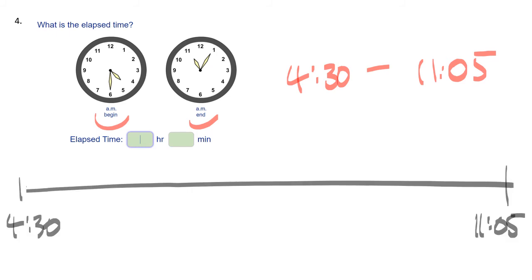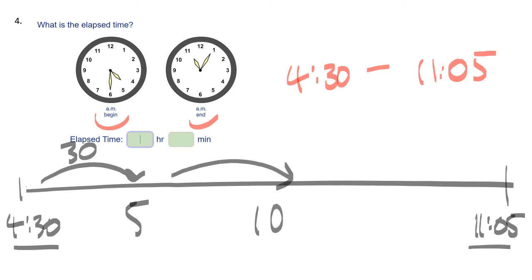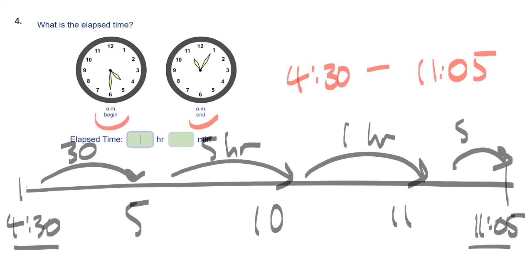Here's what you should have done. You should have drawn up a timeline and started to make your way from 4:30 all the way to 11:05. So let's go. Let's take it easy because I'm not super smart. Let's go from 4:30 just to 5, which is going to be 30 minutes, isn't it? Let's go from 5 all the way to 10, which is going to be actually 5 hours. Okay. Let's go from 10 all the way to 11, which is just going to be 1 hour, isn't it? And let's go from 11 all the way to 11:05, which would just be 5 minutes.